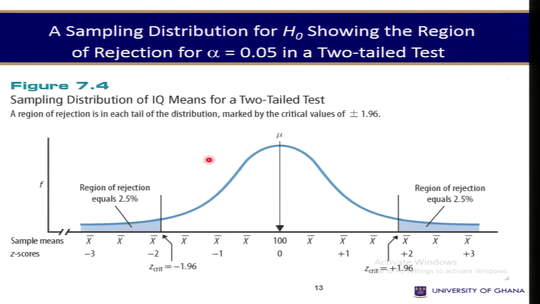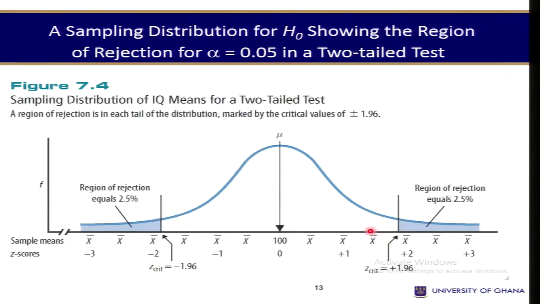So this is how we demonstrate or illustrate the region of rejection and the region of retention for our H0 when dealing with a two-tailed hypothesis. We are going to have two regions of rejection, which will be at the two ends, and that is why it's called a two-tailed hypothesis. The rejection regions will be at both tail ends of the normal curve. And so that's what we have over here.